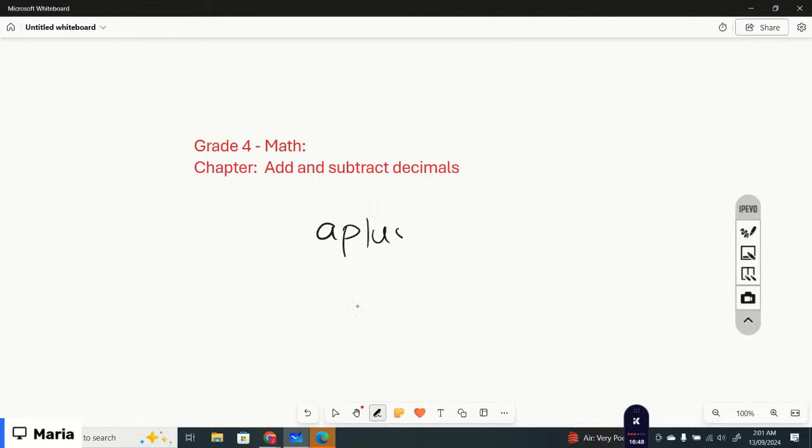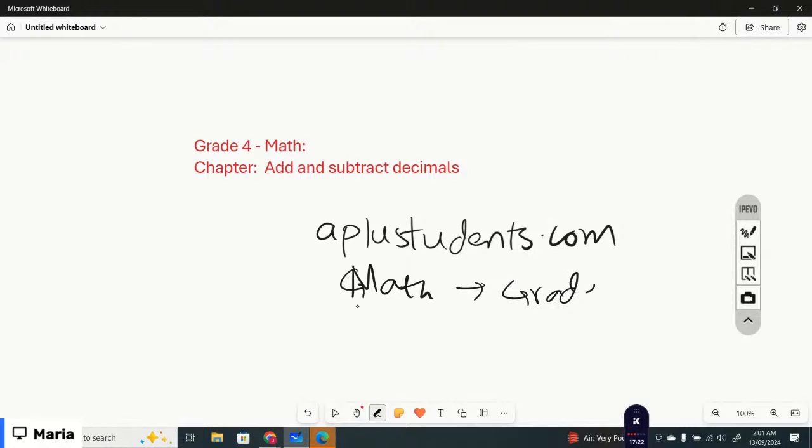You can find all the lessons on aplusstudents.com. You have to log in there using your email address and password as provided by the administrator. Then you have to select math from the subject tab. You scroll down to grade 4 math and then click on view all lessons. There you can find a list of the chapters. We're going to start with the chapter add and subtract decimals.